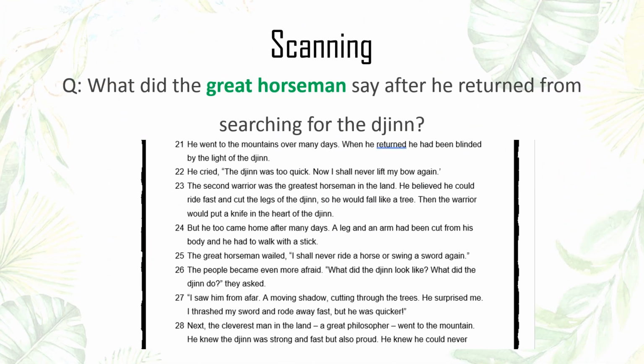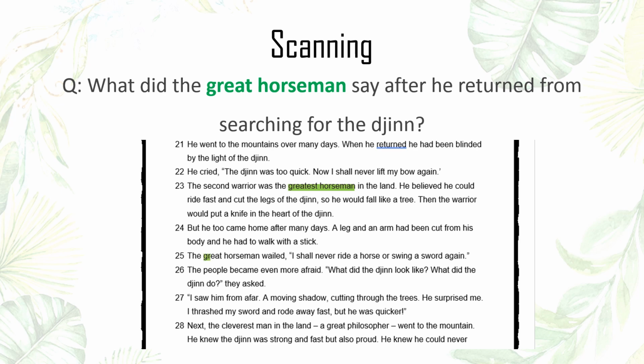Going to the text where I've highlighted great horseman, we need to see where we find it. And just by giving a very quick preview, we've got greatest horseman. So the second warrior was the greatest horseman. Remember, we now need to look at the text that surrounds it. He believed he could ride fast and cut the legs of the jinn, so he would fall like a tree. What did the great horseman say after he returned from searching for the jinn? We can see that this doesn't tell us anything about him returning. It tells us how he would defeat it. So we need to continue scanning it and see if we can find those keywords again.